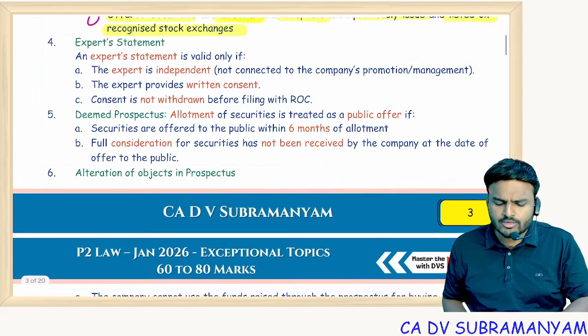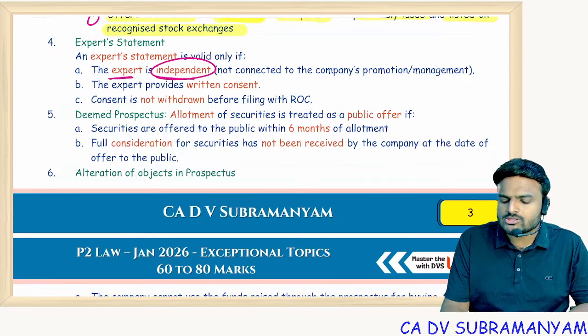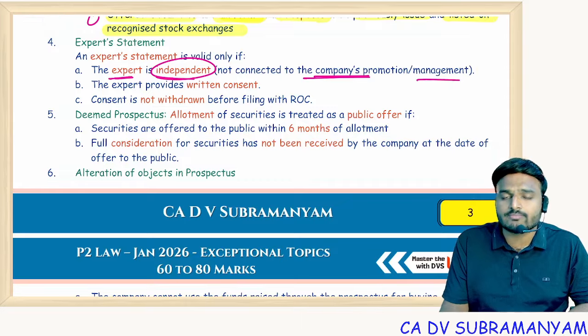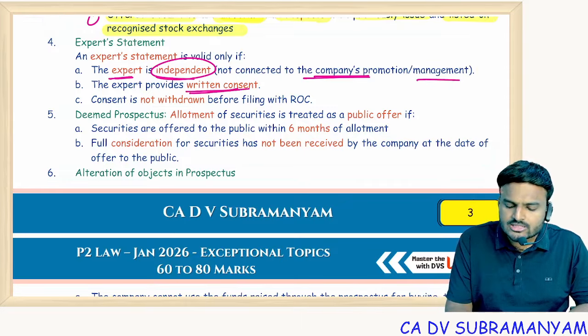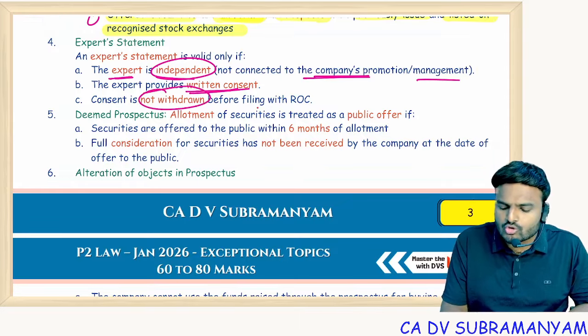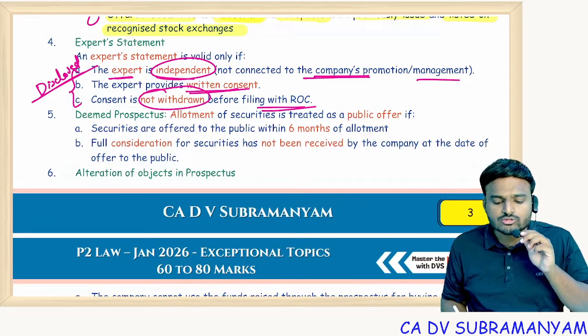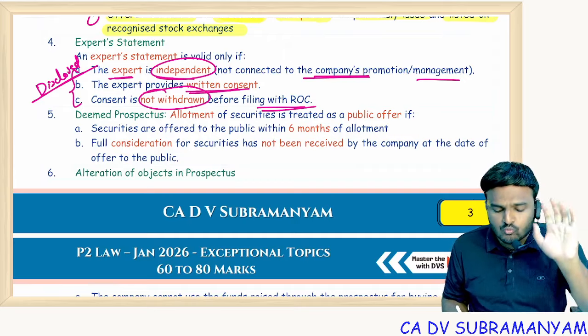Okay. Expert statement, last time I think a 5 marks question came on this point, so you cannot ignore it, but very simple point. To include an expert statement, first of all, the expert should be an independent person. That means he should not be connected to the company's promotion, management, incorporation. He must give written consent to include his statement in the prospectus, and such consent should not be withdrawn before filing with ROC. Everything should be disclosed on the face of the prospectus. Then only inclusion of the expert statement is valid, or else it is void.